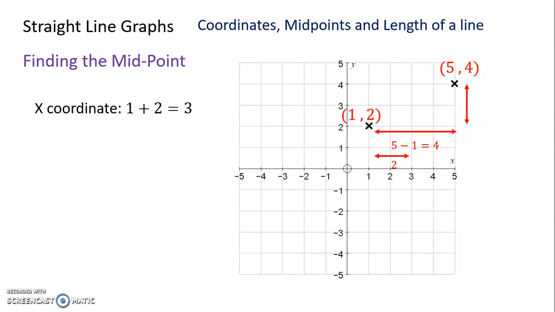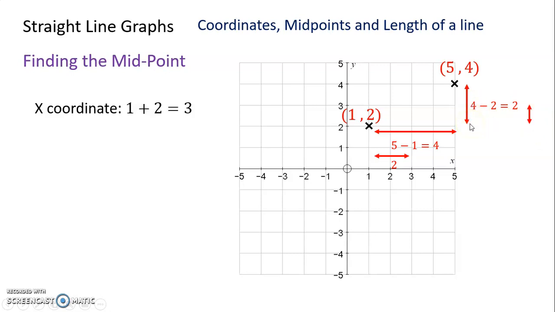I'm going to look at the difference between the two y coordinates here. How far have I gone up from 2 to 4? And to do that, I'm going to do 4 take away 2, which is 2. And then to find the midpoint, I'm going to need to go half that distance.